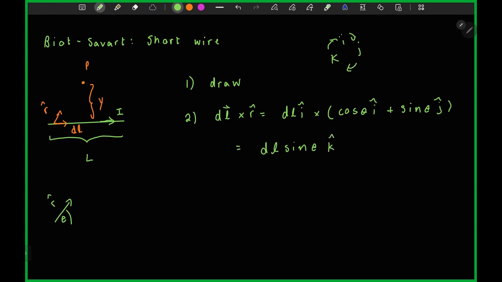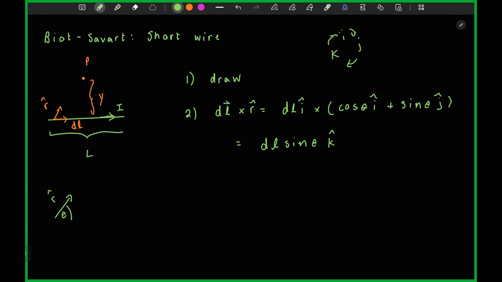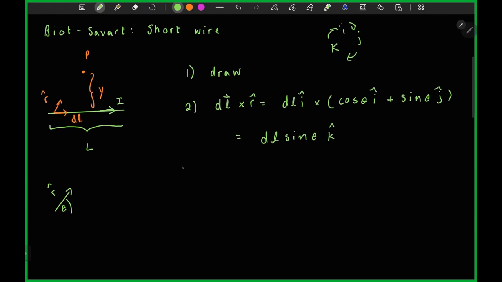And so conveniently, all of our contributions to the magnetic field at point P point in one direction. We don't need to do any vector decomposition. We only need to do one integral. And so let's move on to step 3, which is setting up our integral.